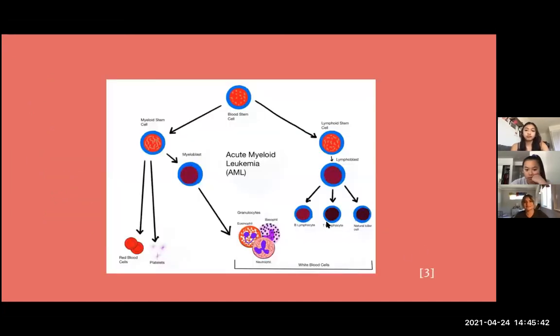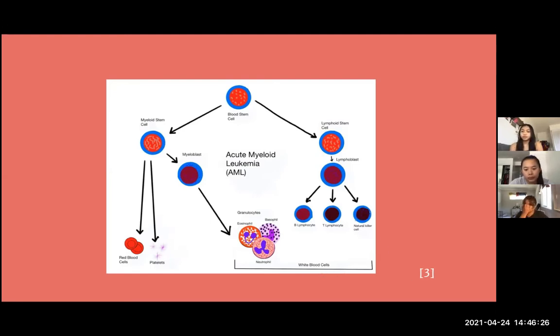Next slide. Thank you. This is a depiction of the development of different types of blood cells. So myeloid stem cells and lymphoid stem cells are depicted here. Myeloid stem cells develop into red blood cells, myoblasts, and platelets. Myoblasts then differentiate into granulocytes, which then become basophil, eosinophil, and neutrophil cells. These are all forms of white blood cells. The lymphoblasts develop into B lymphocytes, T lymphocytes, and natural killer cells, which are also classified as white blood cells.